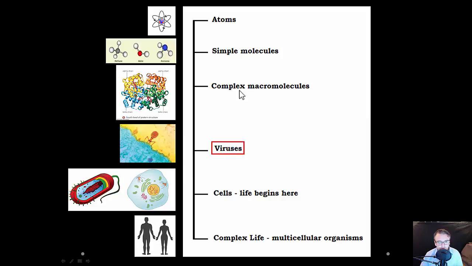Viruses fit somewhere in between macromolecules and cells. They are a very advanced form of a macromolecule, but they're not nearly as complex as a cell. A cell is a really complicated thing. It can make copies of itself automatically. It has its own life that is built into the programming of the cell.